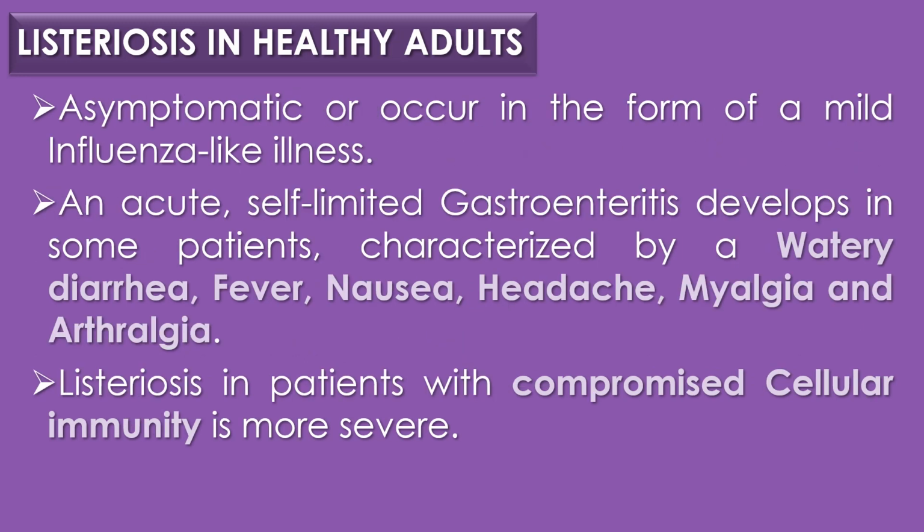The third clinical disease caused by Listeria monocytogenes is listeriosis in healthy adults. Most Listeria infections in healthy adults are asymptomatic or occur in the form of a mild influenza-like illness. An acute self-limited gastroenteritis develops in some patients, which is characterized by watery diarrhea, fever, nausea, headache, myalgia and arthralgia. Listeriosis in patients with compromised cellular immunity is more severe.